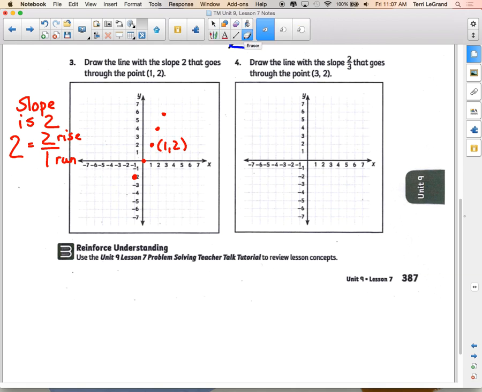When you're done, will you check mine out for me, please? Since you are the experts now, will you tell me if I have mine right? I better draw my line before you get after me.